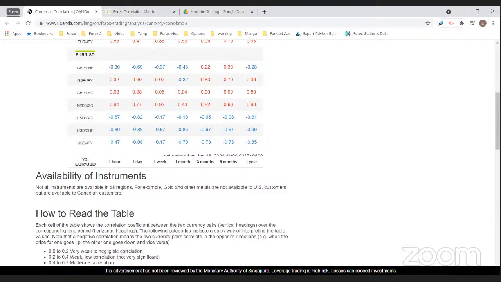The base pair is different, so hence it has to be negatively correlated. And this confirms my suspicion. Dollar CAD, dollar Swiss, dollar yen is negatively correlated with euro dollar. So the first part of our hypothesis is more or less proven.